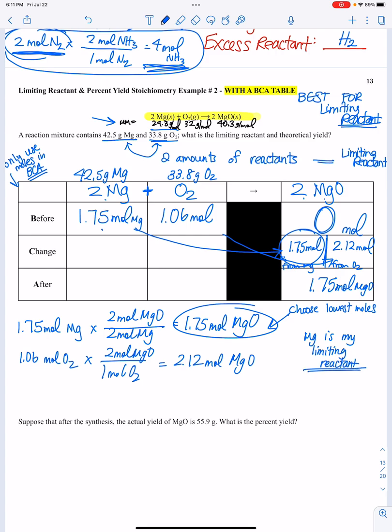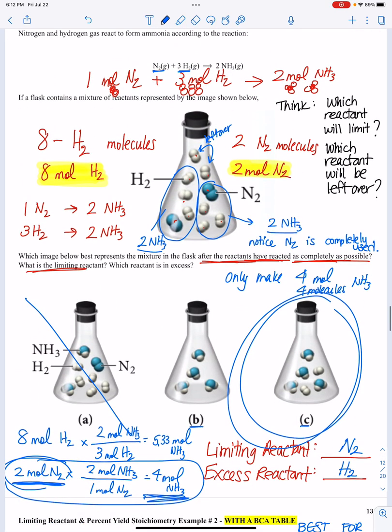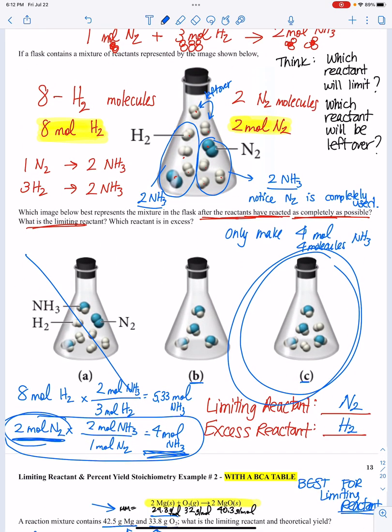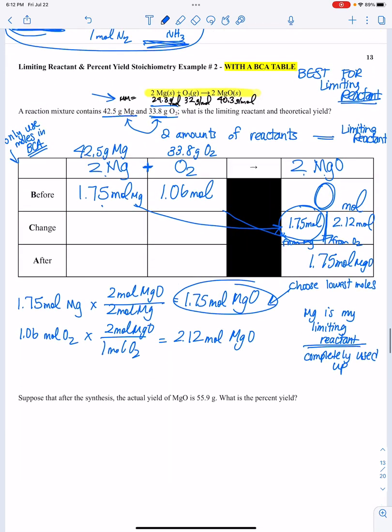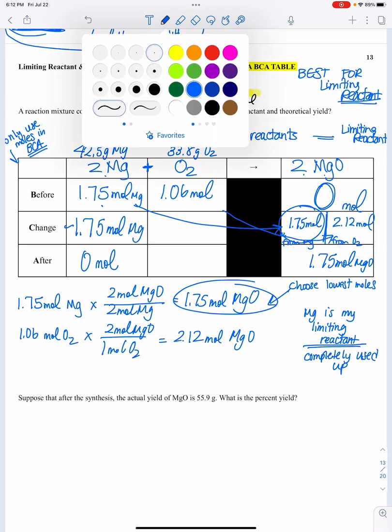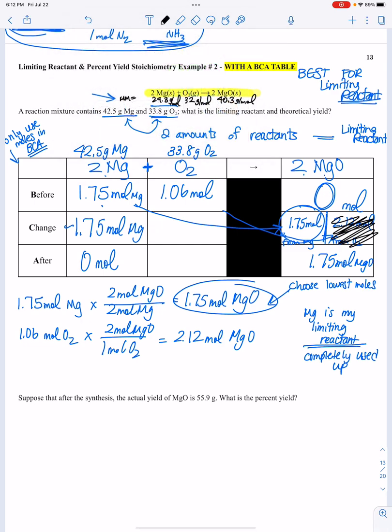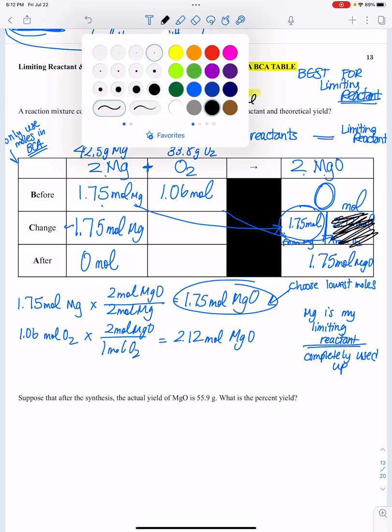If that's the situation, it gets completely used up. Remember, my limiting reactant, like I did in the example here, my N2 is limiting. It is not left over. It's completely used. I'm going to do the same thing here. That means my Mg is going to be 0 after, which means I'm going to use all 1.75 moles of Mg. I'm also going to shade out this 2.12 so you don't see it anymore because it's not the correct answer. Now here's where I got to figure out how much of my O2 am I going to use.